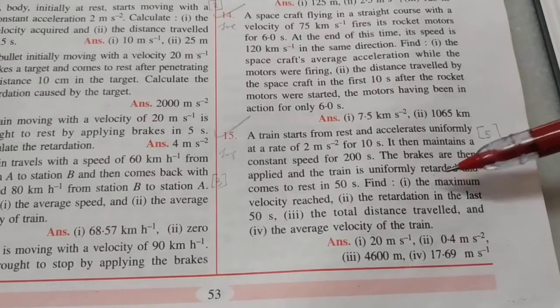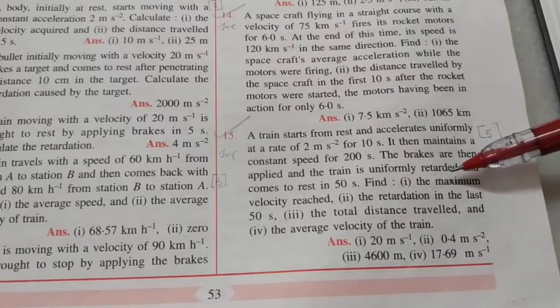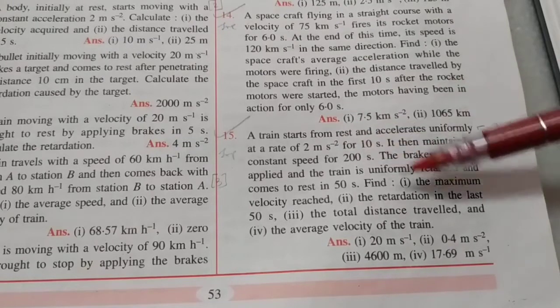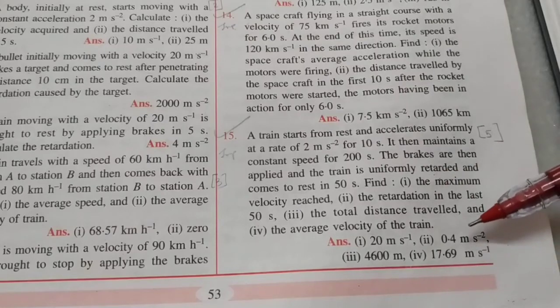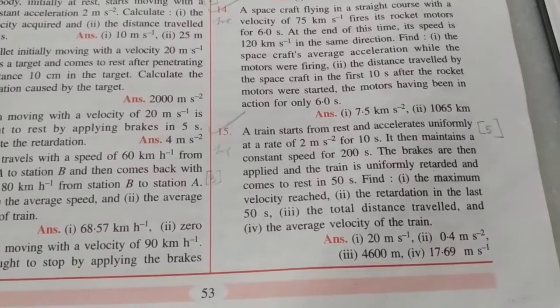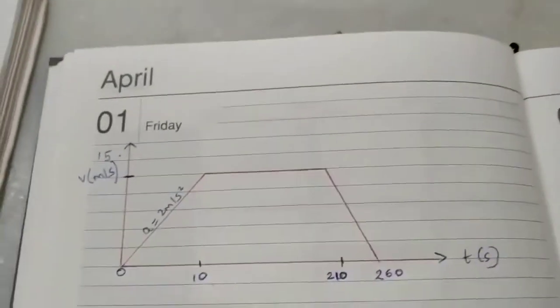The formula for that is v is equal to u plus at. U was 0, it's at rest. A is given, time is given, so we can find v. But I prefer using the graphical method again out here, because it helps me to understand the whole sum at one go.